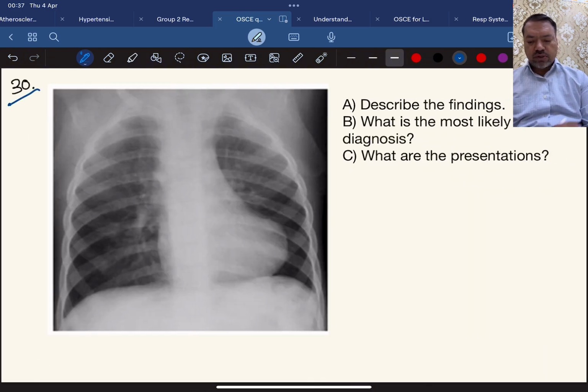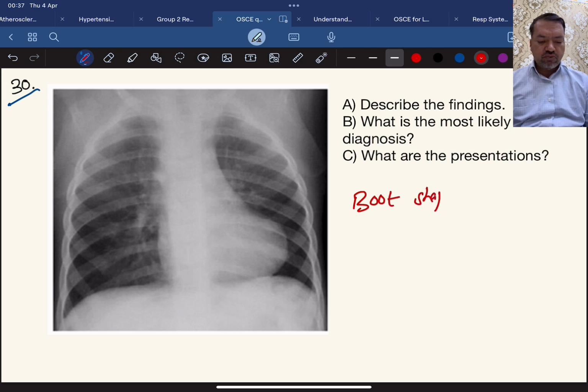Now, dear students, dear doctors, we have come towards the end, and this is the last case. Look at it very carefully. Describe the findings here. This looks like a boot-shaped heart. Straightforward, you can write like this: boot-shaped heart.